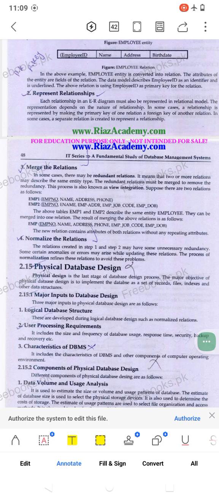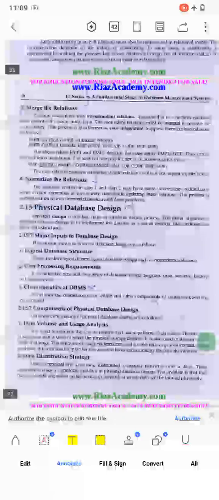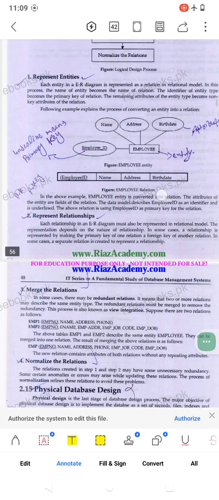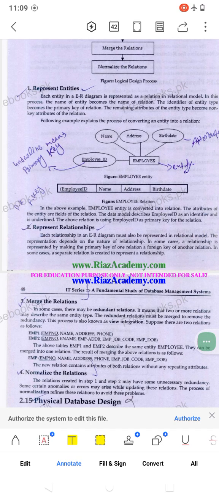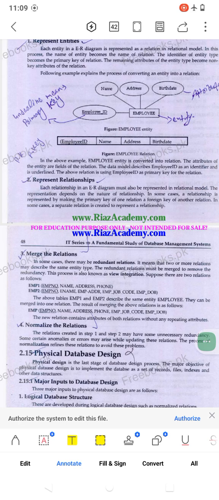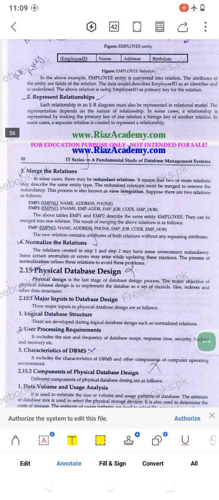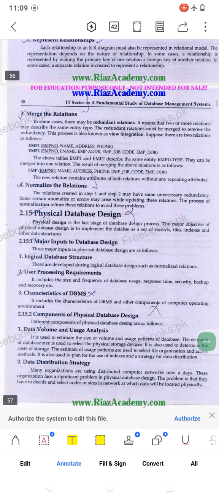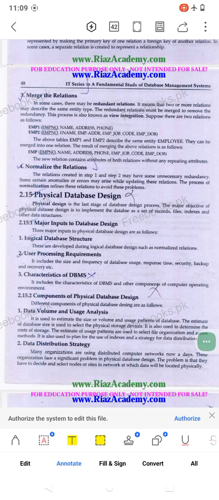It can depend on our primary key, on foreign key, and other types of associations between the entities. Next we have merge relationship. The first two steps are easy. First, we have to define the entities with their attributes, and second, we have to define the relationships between different entities. The third one is a little bit different: merge the relationship. What does merge the relationship mean? Merge means we have to combine some entities according to the relationship.